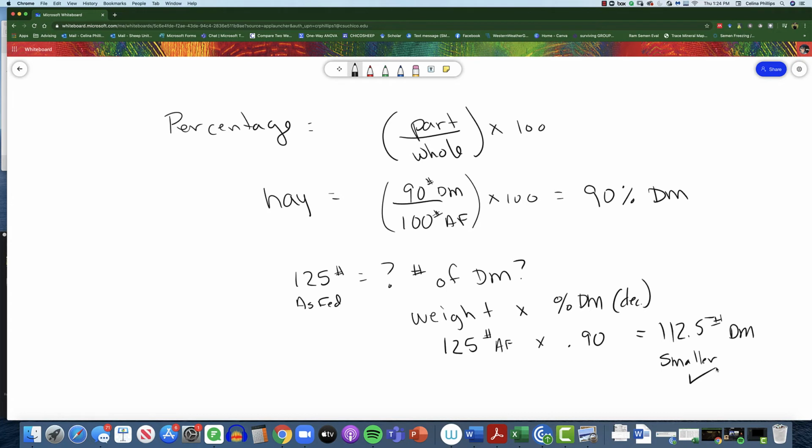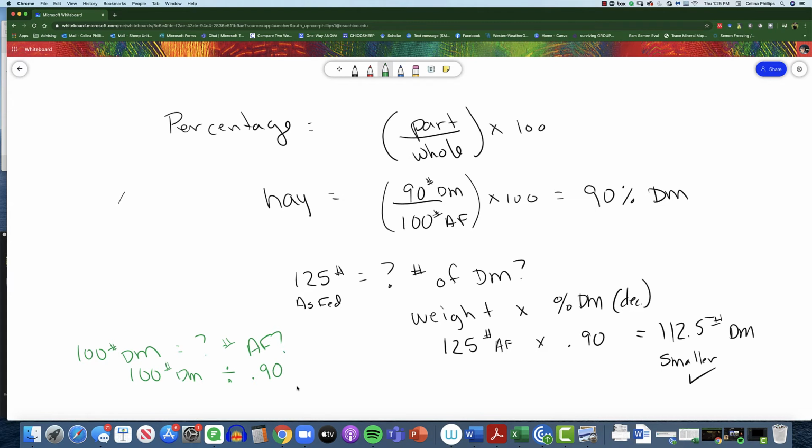Now, if we were to go the other direction, and perhaps we had 100 pounds of dry matter of this same hay, in this case our question is, how many pounds as fed? So we're going to do the opposite. We're going to take the weight, 100 pounds of dry matter, and divide by the percent dry matter on an as-fed basis.